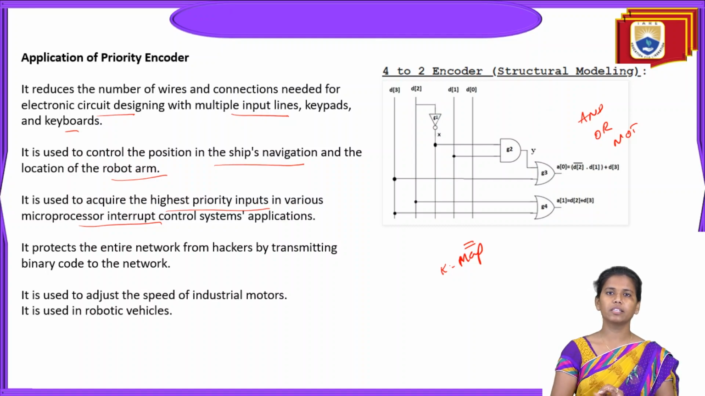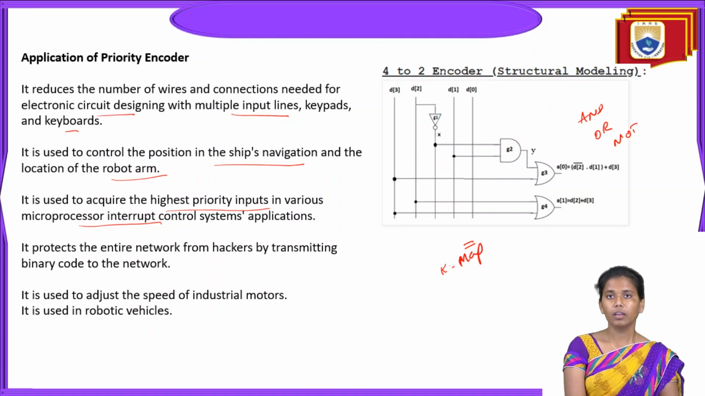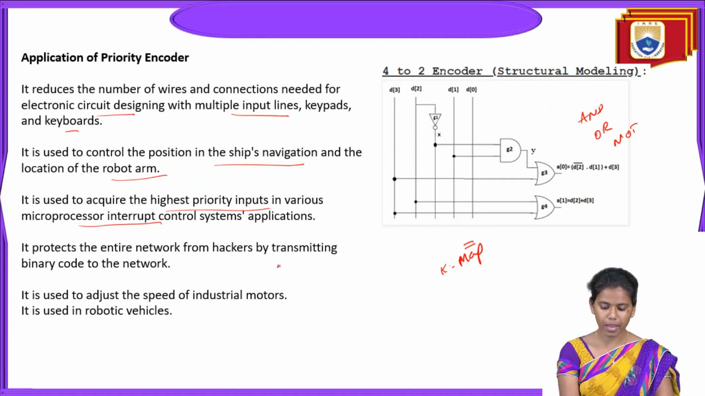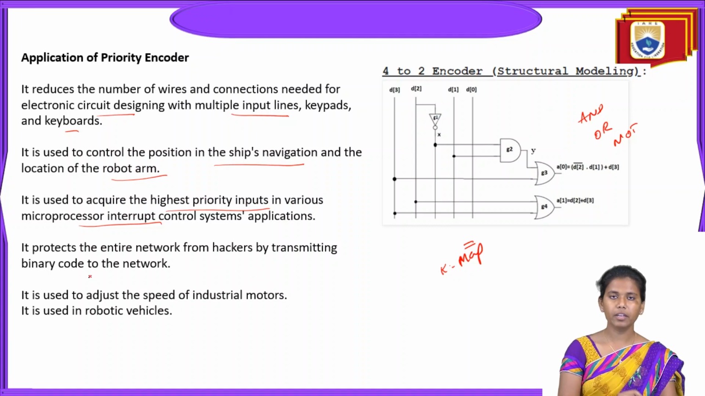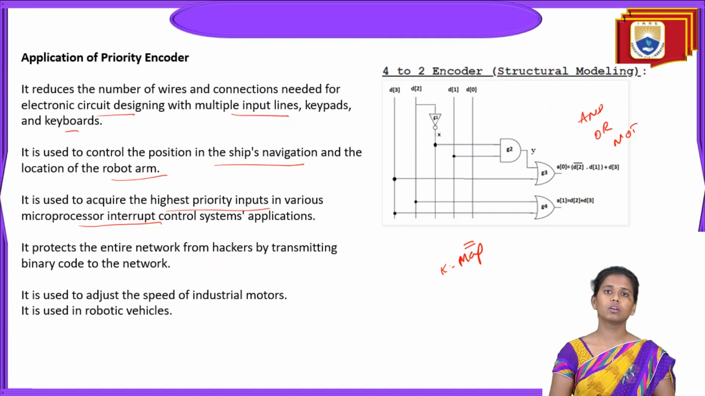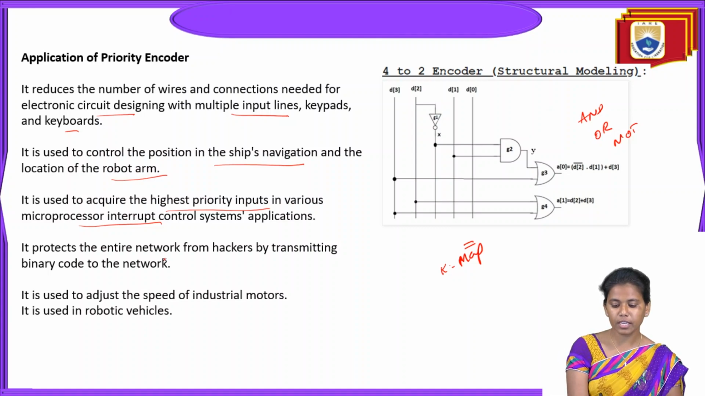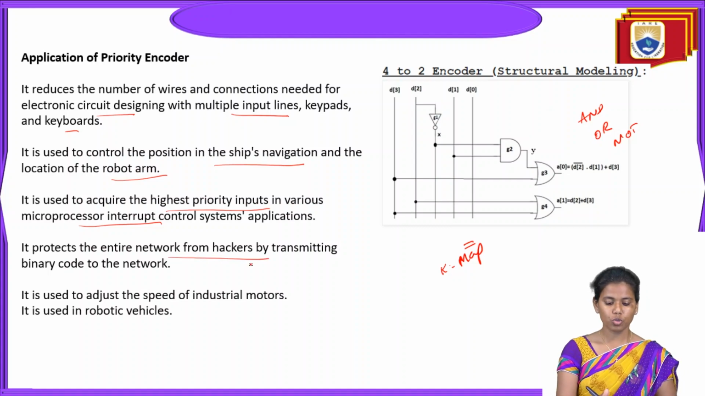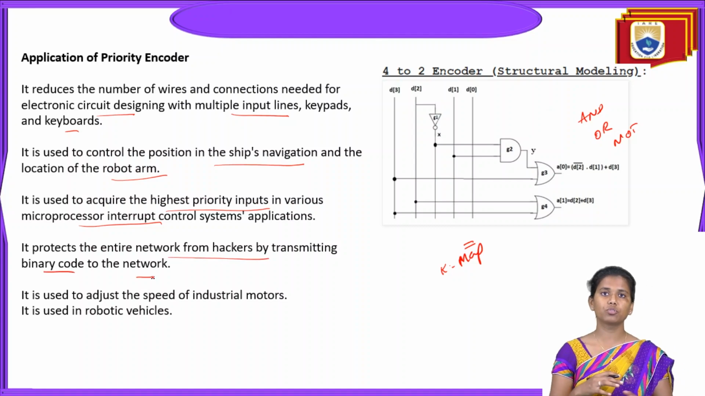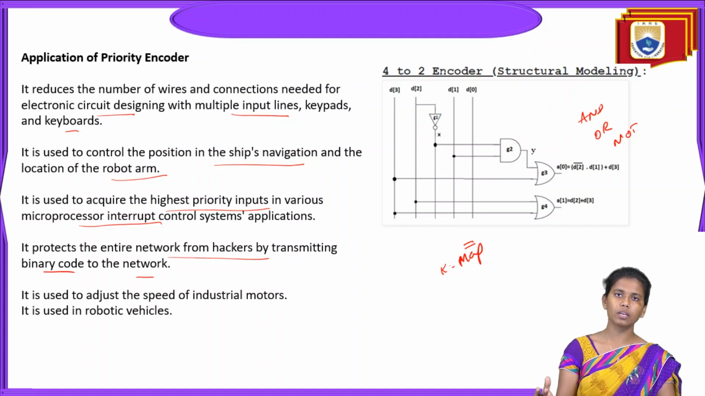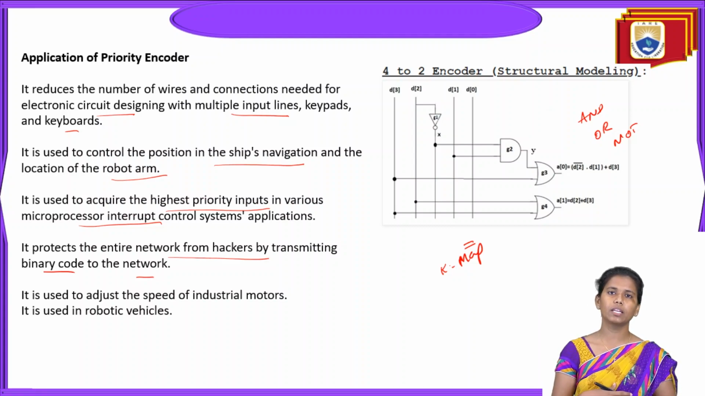We can easily prioritize the inputs. The considerations can be easily prioritized. Then it protects the entire network from hackers by transmitting binary code to the network. One of the most important applications that we can consider through this encoder is that it protects the entire network from hackers by transmitting binary code to the network. By giving code to the network, we can easily spot the hackers.